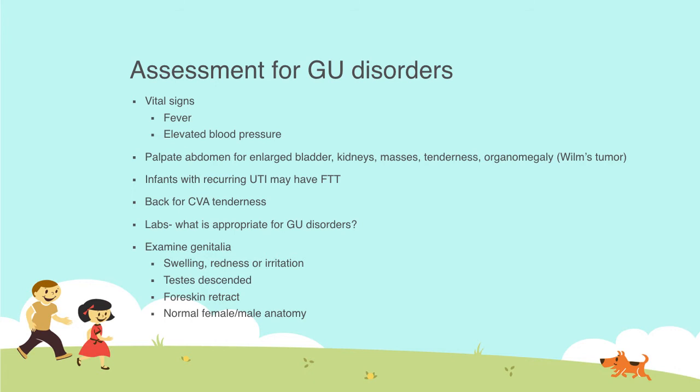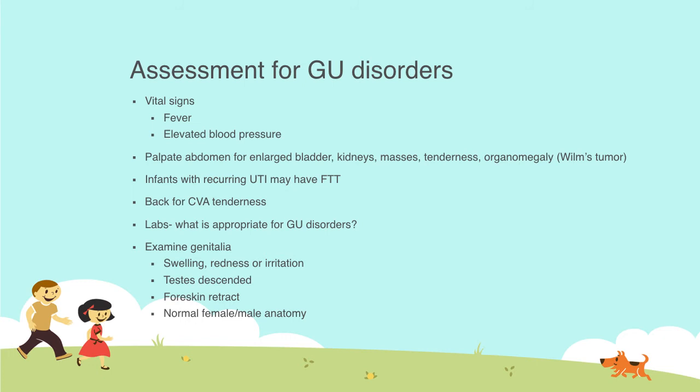You want to palpate the abdomen for an enlarged bladder. Sometimes, believe it or not, we can palpate a kidney because they have a very large mass. We'll talk about that when we get into cancers in children. Do they have tenderness with palpation? Do they have what we call organomegaly? And once again, this would be a renal tumor, and we call that the Wilms tumor. Infants who have recurring urinary tract infections may have failure to thrive.